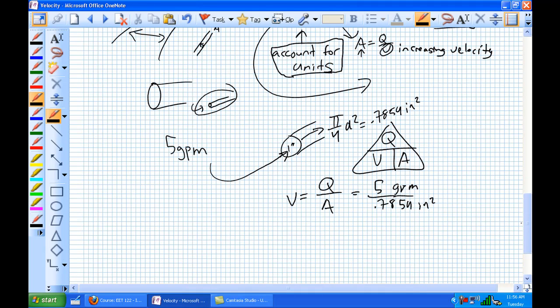And that answer will be wrong. And the reason why it's wrong is because we have not accounted for units. Think of it this way. A gallon per minute is 231 cubic inches per 60 seconds.